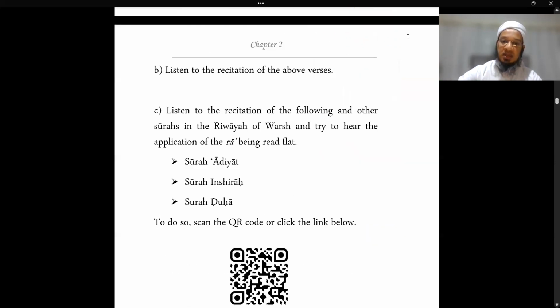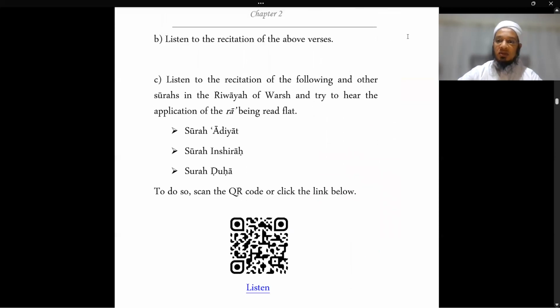As in the previous exercises, there were other changes applied in this particular exercise for Warsh that we haven't covered yet, but you should only focus on the ones we've highlighted. The lesson for today was the Ra being read with tarqiq, even though it is maftuha or madmuma, and preceded by a kasra or ya sakina in the same word. Warsh will apply the Ra as being flat. When you hear that being applied, then you know it is the riwayah of Warsh.